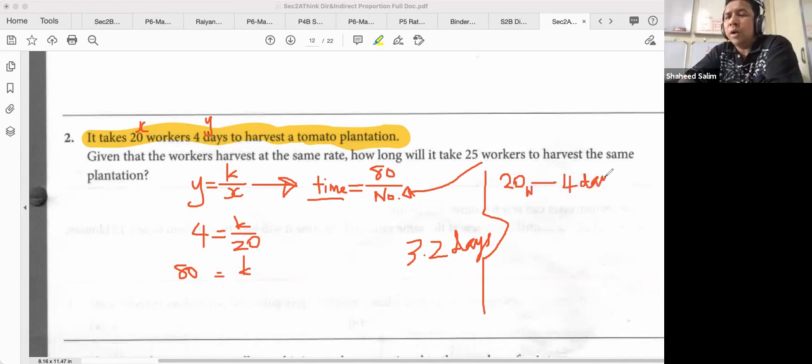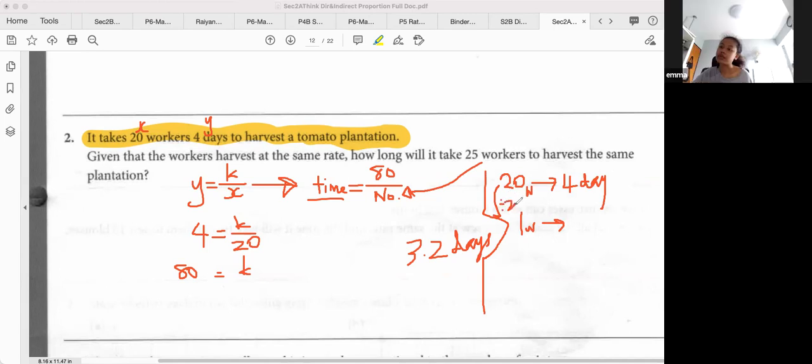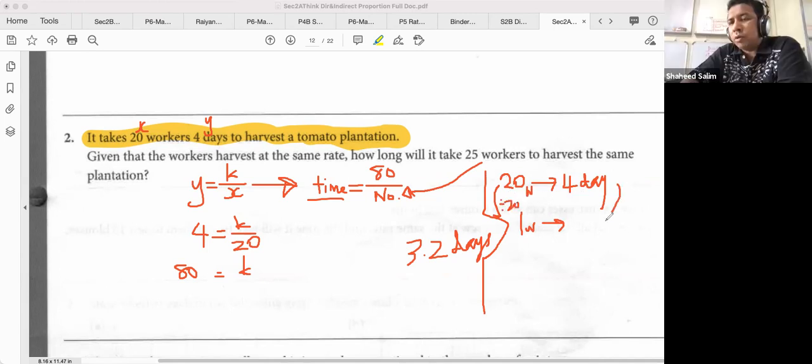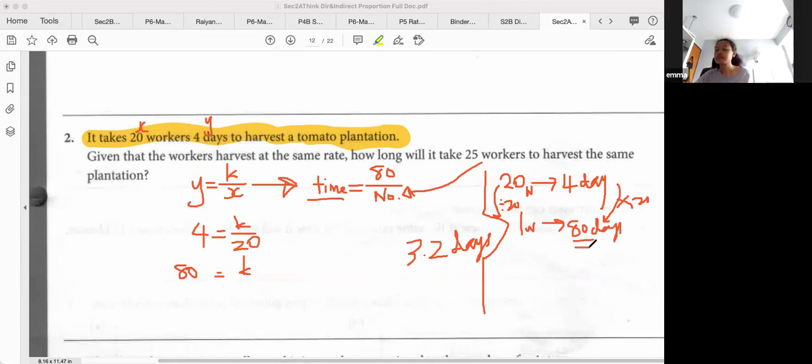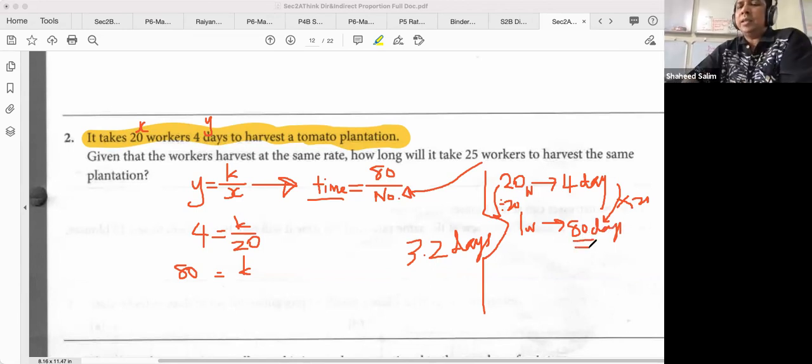Let's say if one worker were to do this, one worker. How many days would it take? Ask yourself, from 20 to 1, you need to divide by? 20. This is inverse proportion. So down here you need to, instead, times by 20. One worker will take 80 days. That is why your 80 is the constant. See? If one person were to do it, it's 80.